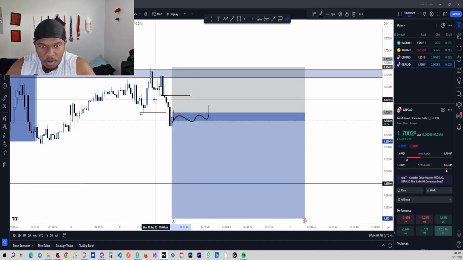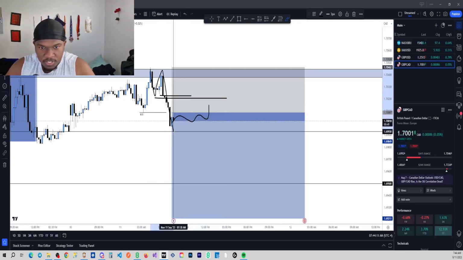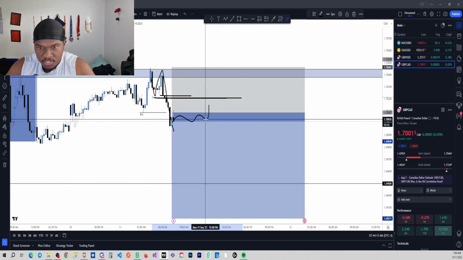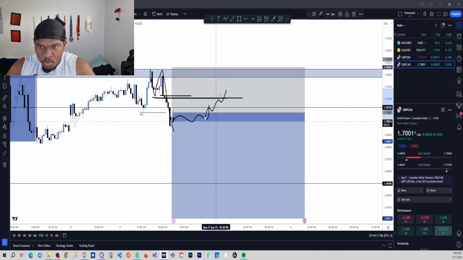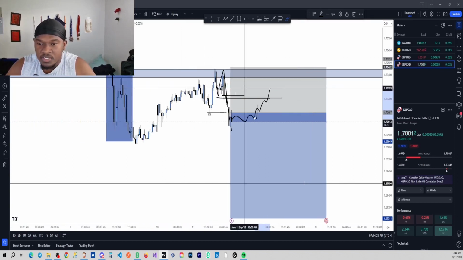But overall, I'm expecting price to come back and at least retest the structure level that you see right here. We got this nice break, and the structural level I'm expecting to be retested. So you can expect some more drawdown. If it doesn't give us drawdown, perfect. That's fine with me. But I'm expecting some drawdown.